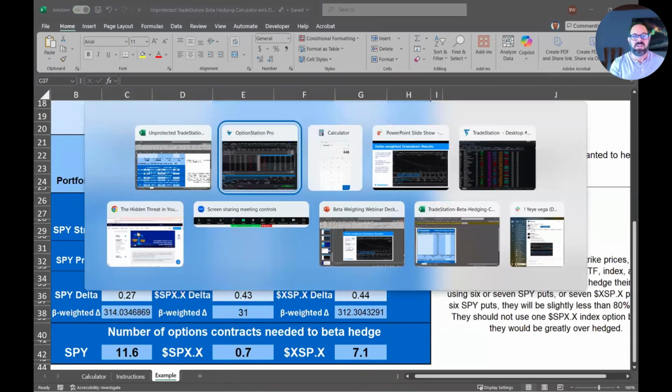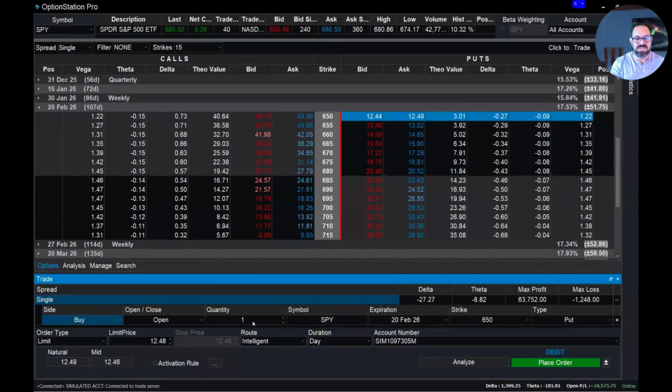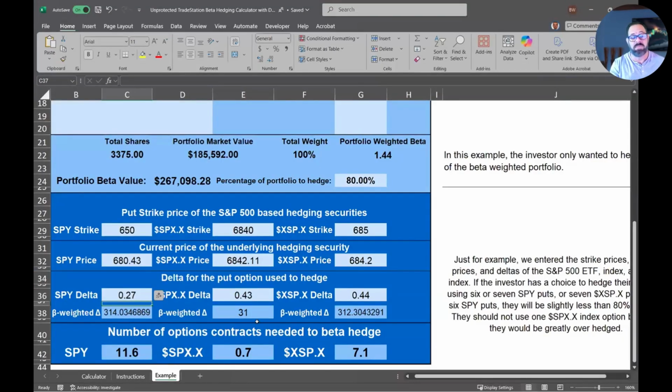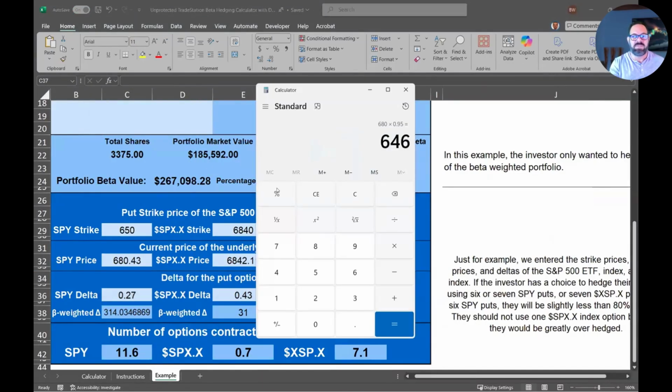Let's take a look. If we go to 11 of these, I'll round down to 11. It was actually 11.6. I could round up, but I'll round down. Remember, we have a portfolio of $185,000 right now. And if that portfolio were to drop, let's say 10%, that's $18,000. We'll make it a big swing, actually.